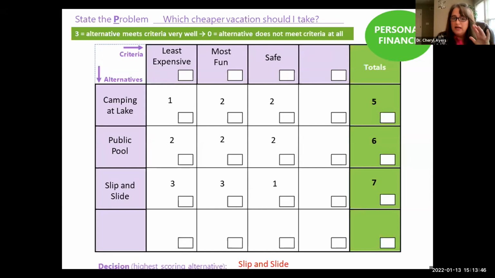As always, we want to be cognizant that if we get the slip and slide, it costs us the opportunity to go to the pool, which is our second highest scoring alternative. So think for a minute, why is this analysis not as precise as it could be? Well, I'll take some more water. So are all of the criteria equally as important to me, do you think?